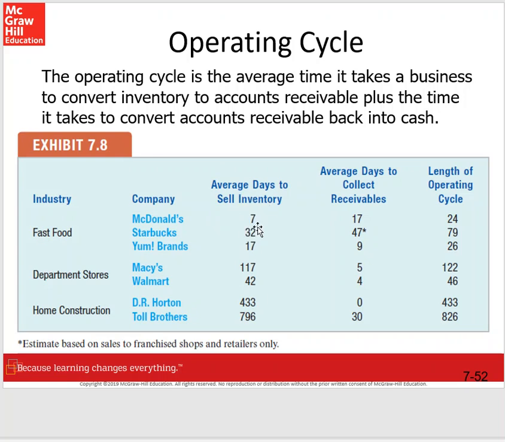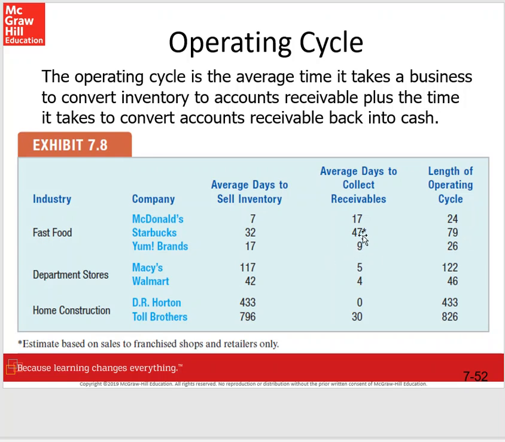So my cheeseburger's been sitting under the heat lamp. My cheeseburger with extra ketchup and extra pickles has been sitting under the heat lamp for 7 days. And apparently they're going to let me buy it on account. And on average, I take 17 days to pay them. And therefore, the length of our operating cycle is 24 days.